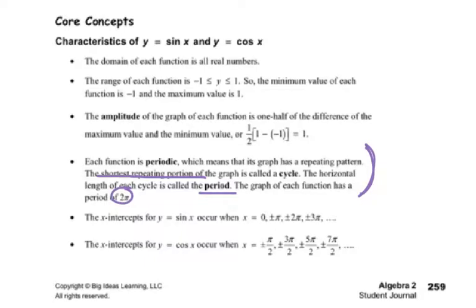So our range is always going to be -1 to 1. The domain is everything, so all real numbers. And the x-intercepts and the y-intercepts for cosine, so pretty much where it crosses the x-axis. Make sure you look at that in your journal. Page 259, write down those notes.